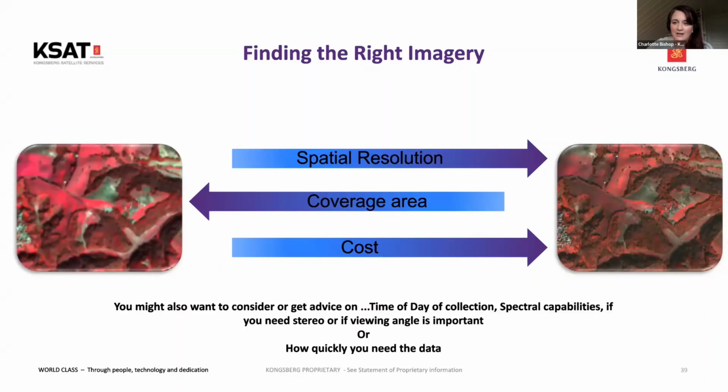But really, finding the right imagery is also part of the challenge. And that's something we do quite a lot of at KSAT, and that is to help people understand the differences between the imagery that's available and also what might be most suitable for different applications. So on the left-hand side, you see a lower spatial resolution image. So lower spatial resolution images cover larger areas, and they tend to be lower cost, but also less detail. As we move to the right-hand side, you've got higher spatial resolution.